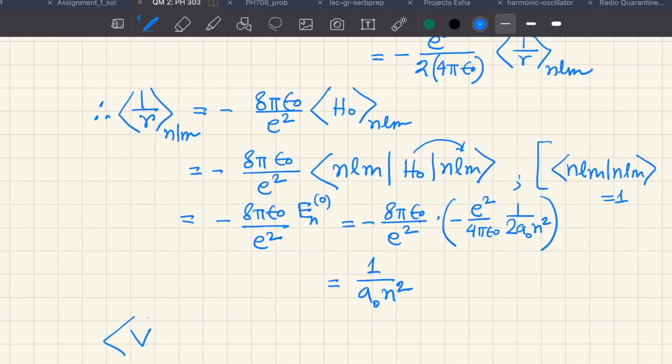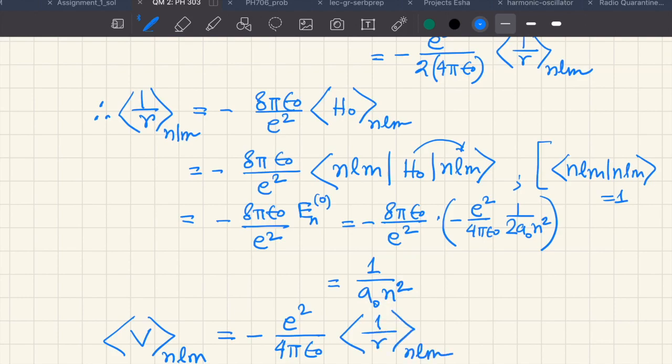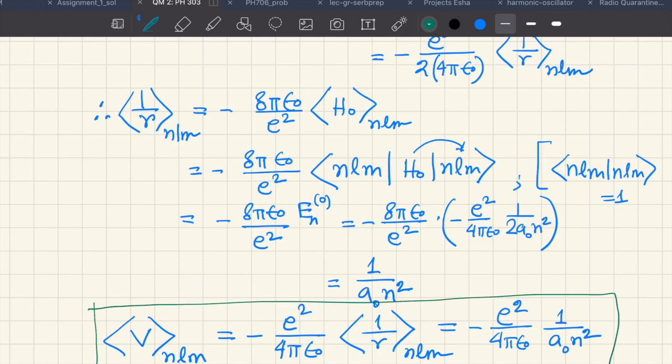So the V expectation value in the state NLM is nothing but minus e squared by 4 pi epsilon naught times the 1 by R expectation value in the same state, which is therefore minus e squared by 4 pi epsilon naught into 1 by a0 n squared, where n is the principal quantum number. So this is the expression for the expectation value of the potential in the uncoupled basis, or in the NLM state.